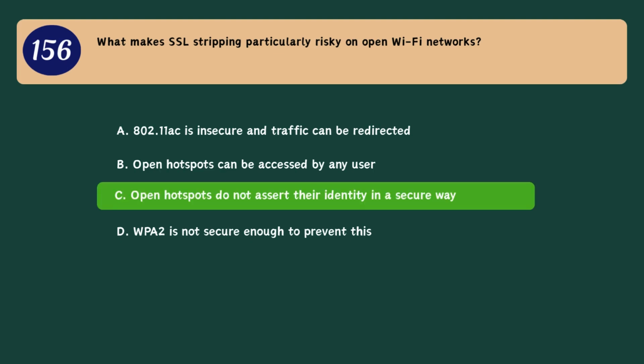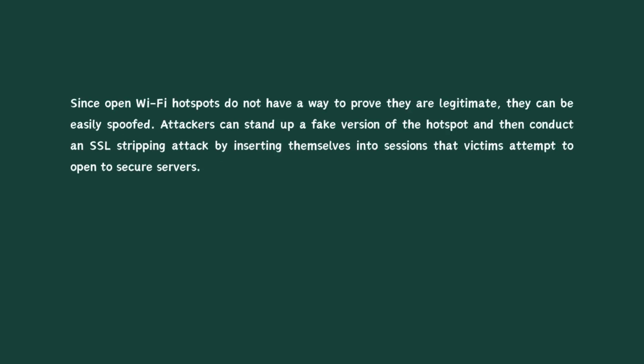Correct answer. C. Open hotspots do not assert their identity in a secure way. Since open Wi-Fi hotspots do not have a way to prove they are legitimate, they can be easily spoofed. Attackers can stand up a fake version of the hotspot and then conduct an SSL stripping attack by inserting themselves into sessions that victims attempt to open to secure servers.